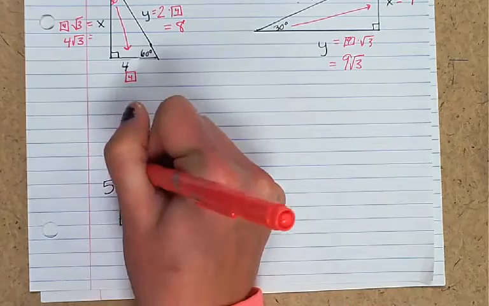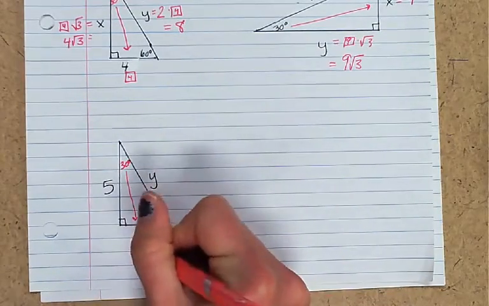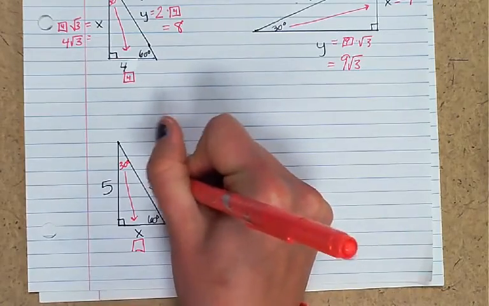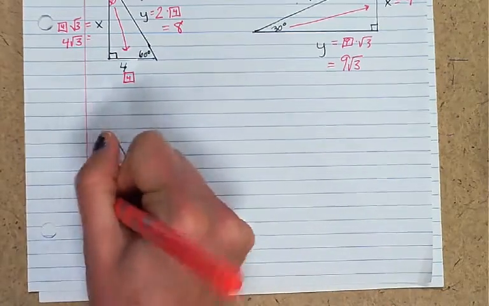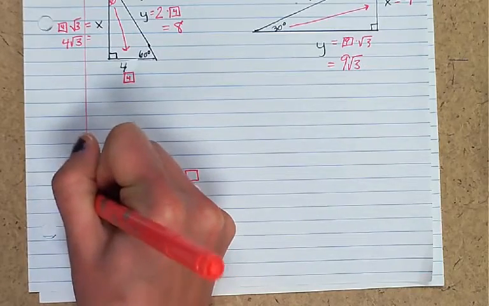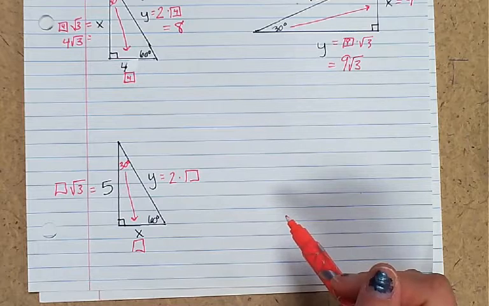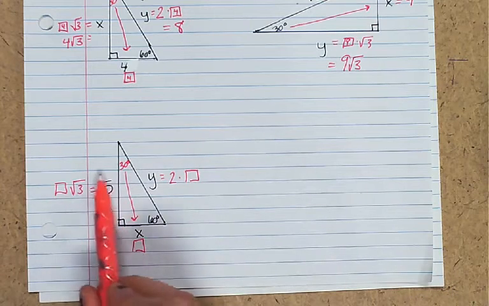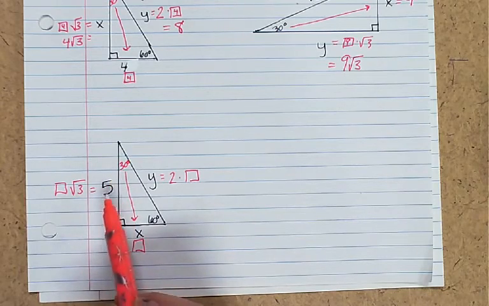The last one, opposite 30 degrees is the box. Y is 2 times the box. And opposite the 60 degrees is box root 3. Okay, so on this one, this is the one I was talking about where it's going to be the most tricky. But right here we have what we know. We know that this length is 5.